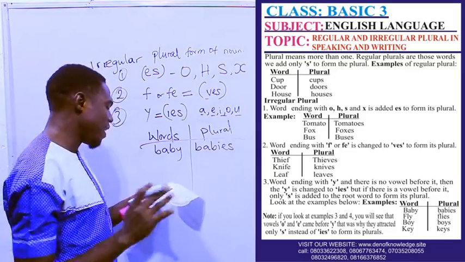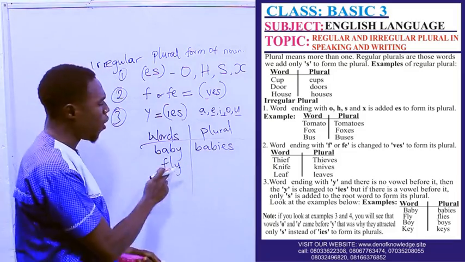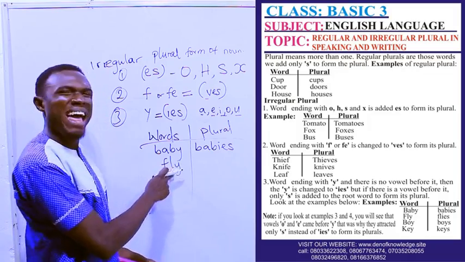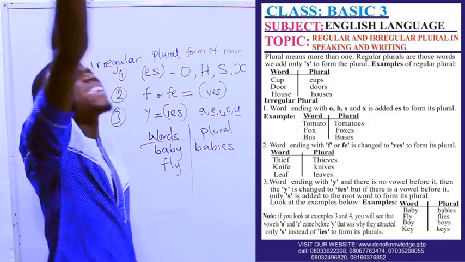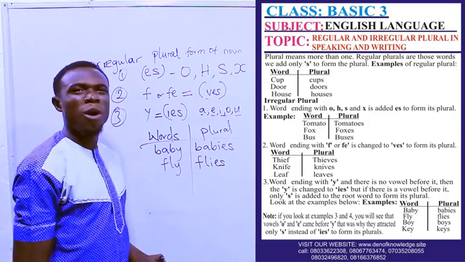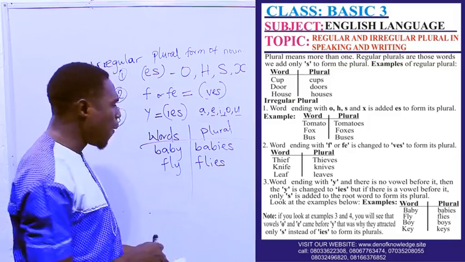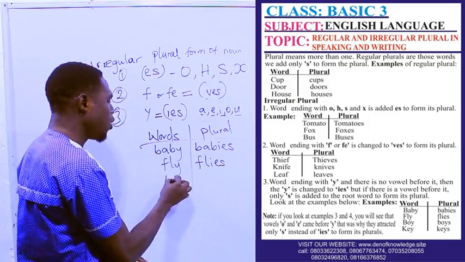Fly. Which letter comes before Y here? L. L is a consonant. Remove Y and put IES. It becomes flies. Alright, we have another one.